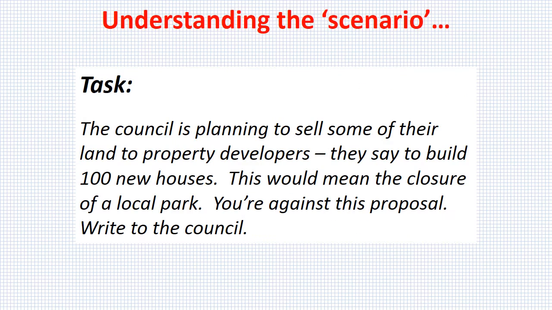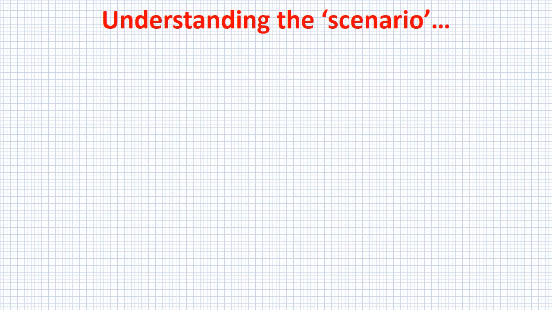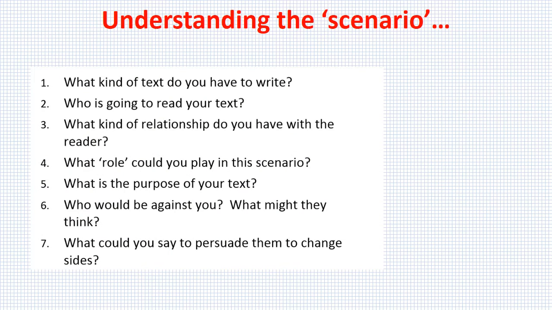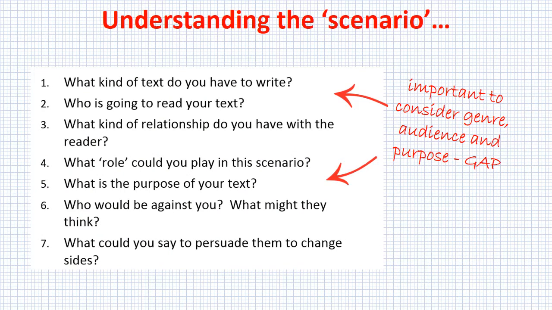Next, we need to help students to understand the scenario of the task. They have to imagine themselves in that role. So, for example, with this task, they would have to play the role of a local resident. This can be done with a discussion. For example, for this task, you could ask the following questions. Students also need to consider their target audience and the genre and purpose of the text at this stage.